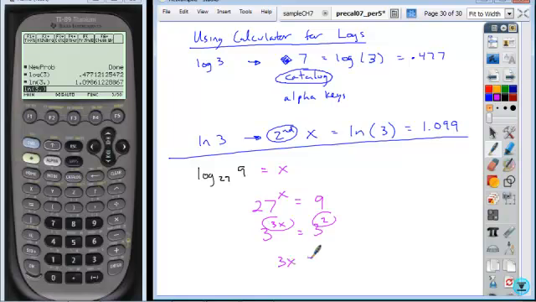So you are going to see some problems where it asks you to find the exact value. Okay. If it's a base other than 10 or e, you should be able to do it in this form. If it's a 10 or an e, use your calculator. Okay. And then everything else is condensing and expanding. All right.